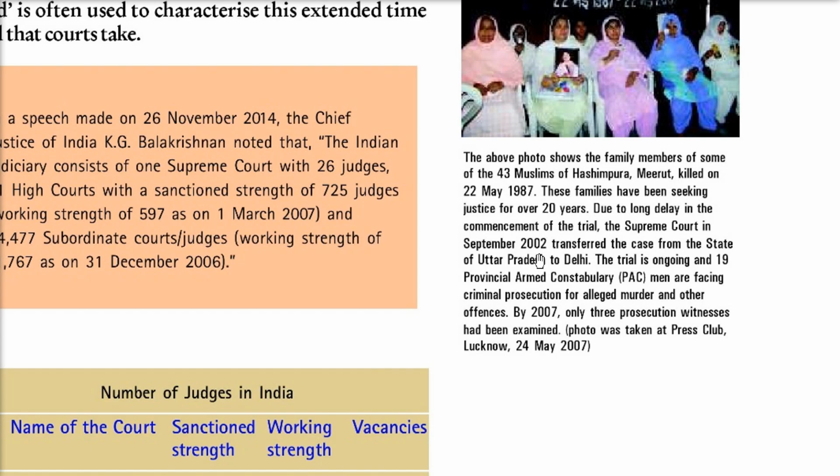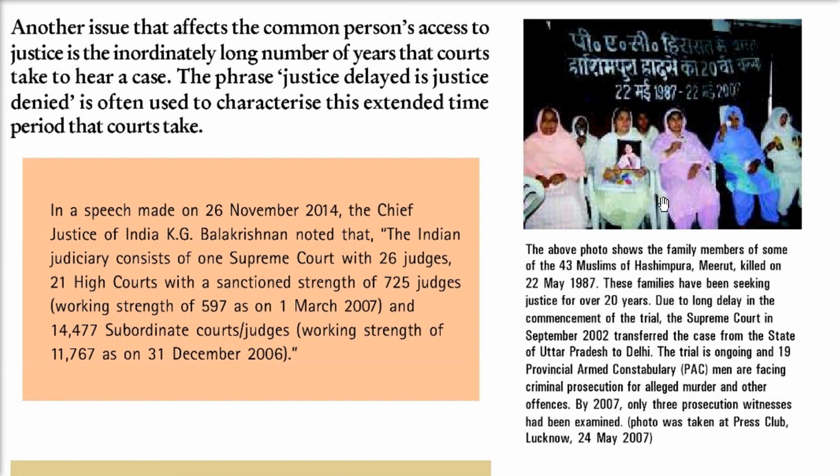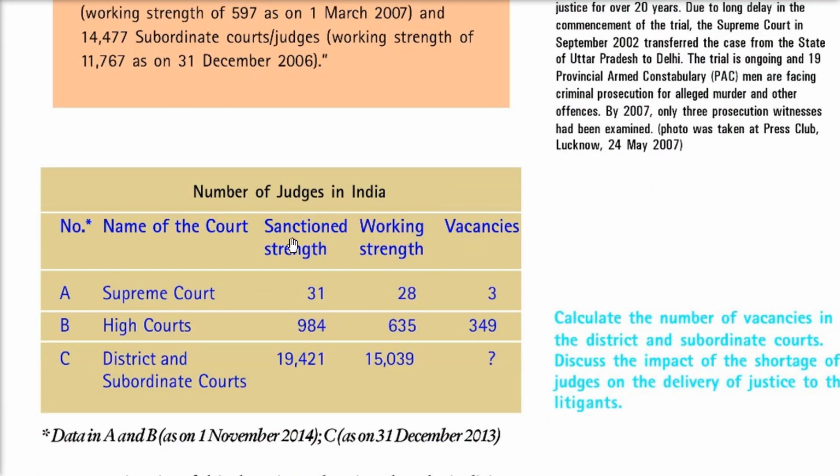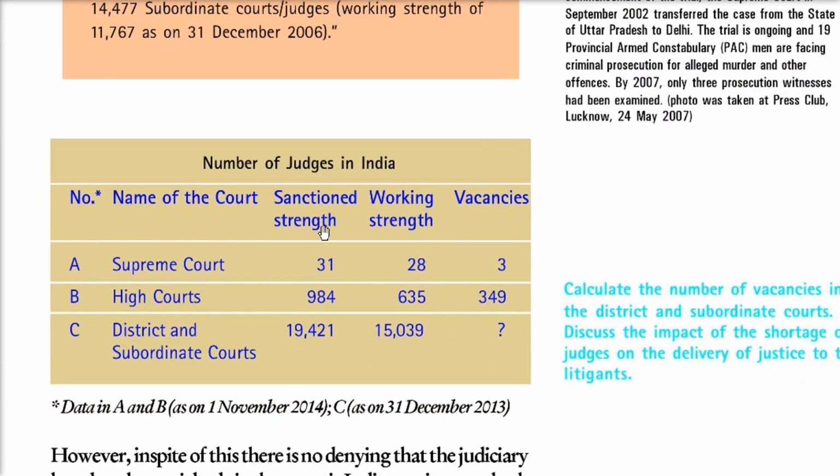This case was transferred to Delhi from the state of Uttar Pradesh. The trial is still ongoing. 19 Provincial Armed Constabulary, PAC, men are facing criminal prosecution for alleged murder and other offences. But by 2007, only 3 prosecution witnesses had been examined. So justice delayed is justice denied. This is the strength as on 1 November 2014, showing how many judges we have.